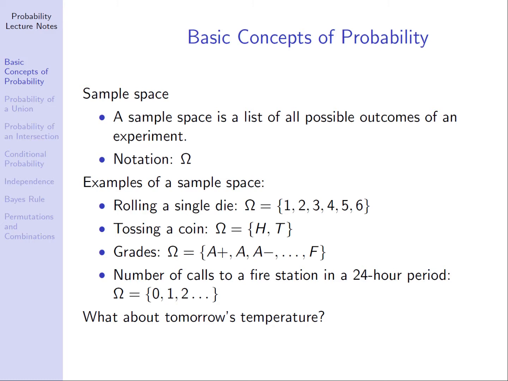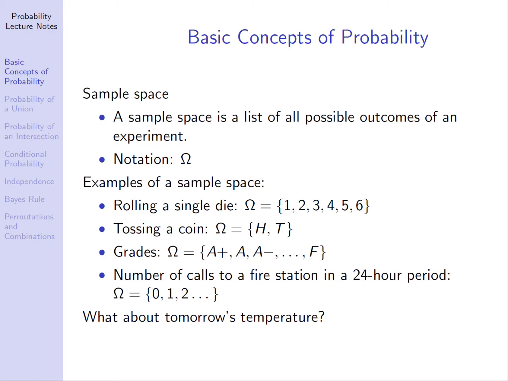The first concept I would like to talk about is what is called a sample space. A sample space is simply a list of all the possible outcomes of an experiment. And the notation for a sample space is the Greek letter omega.